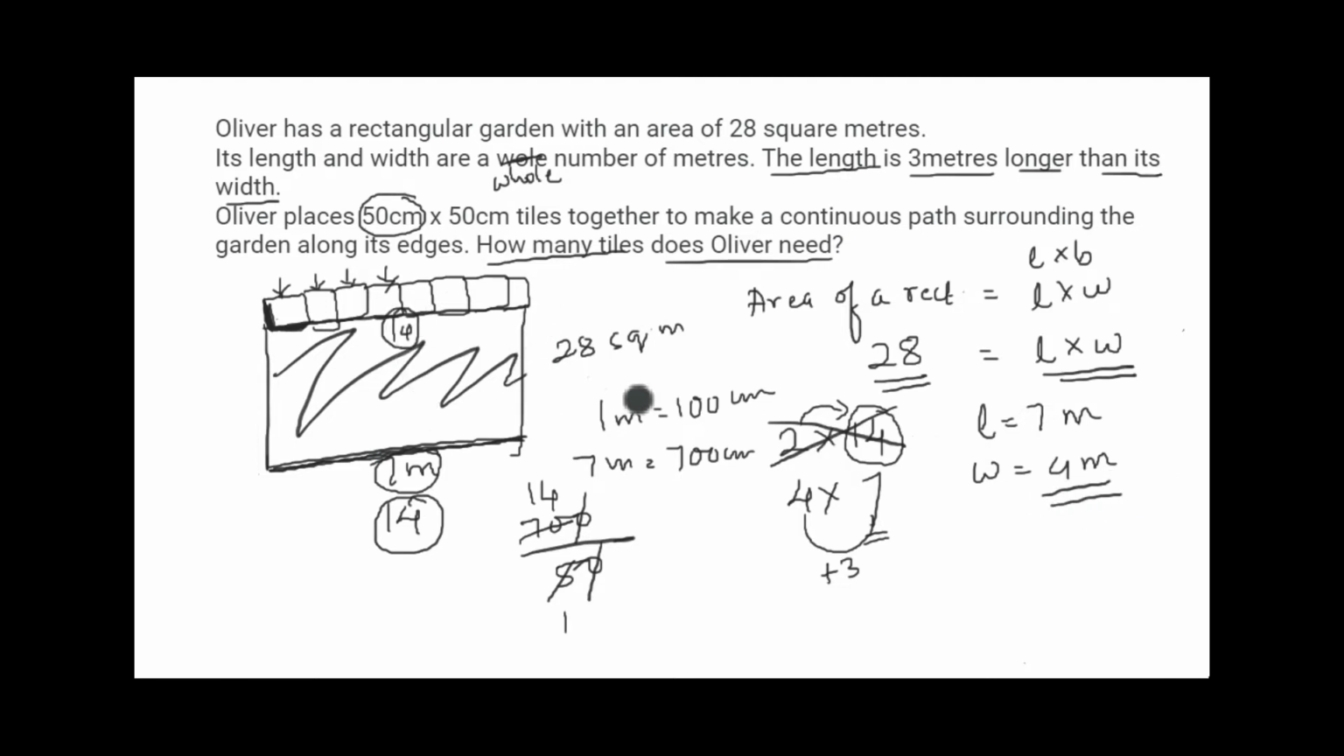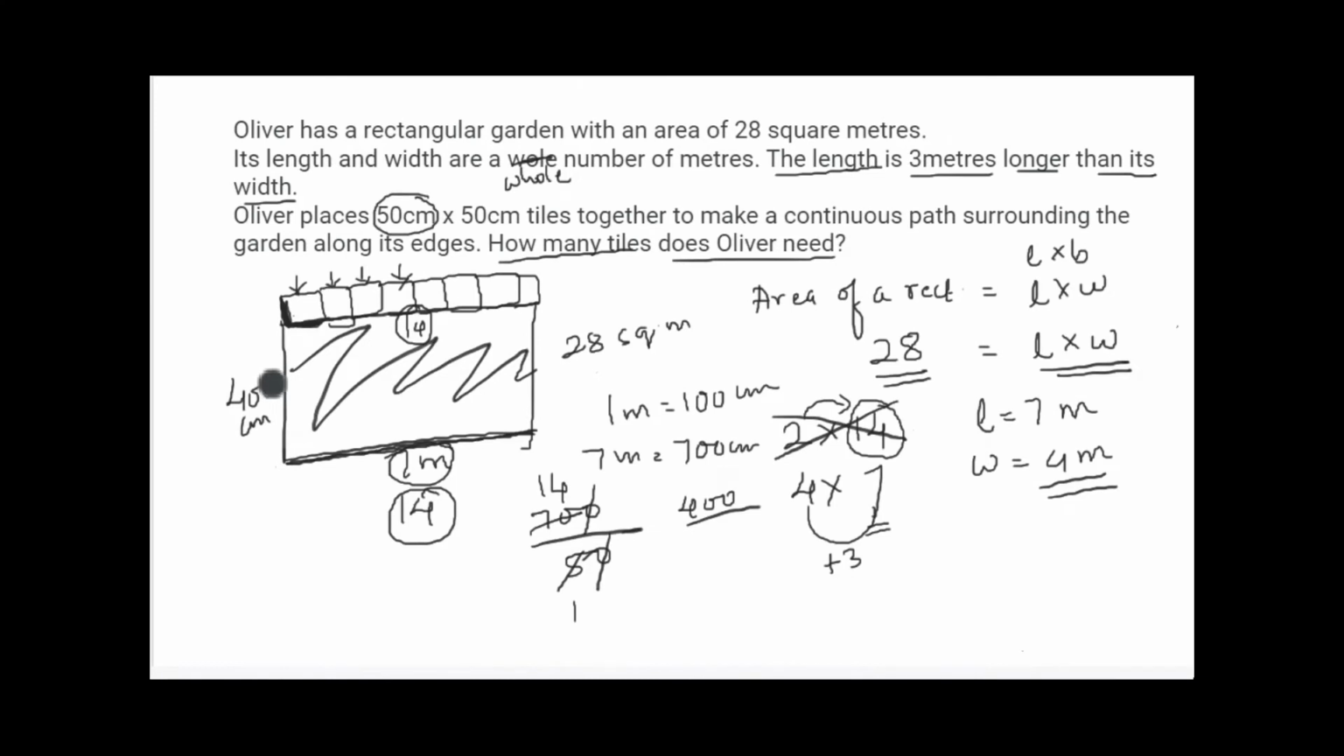Width is 4 meters. 4 meters is nothing but 400 centimeters. Again in this 400 centimeters, how many 50 centimeter tiles can fit? So 5 times 1, 5 times 8. So that means there are 8 tiles that can fit. So 8 here and 8 here. So together, it's 14 plus 14 plus 8 plus 8, which gives 28 plus 16, which is 44. So this is one way to find.